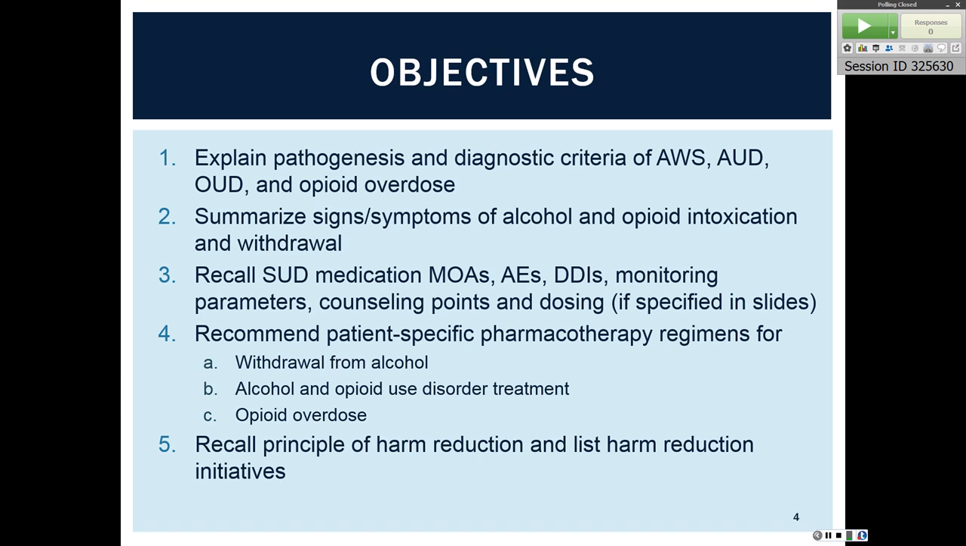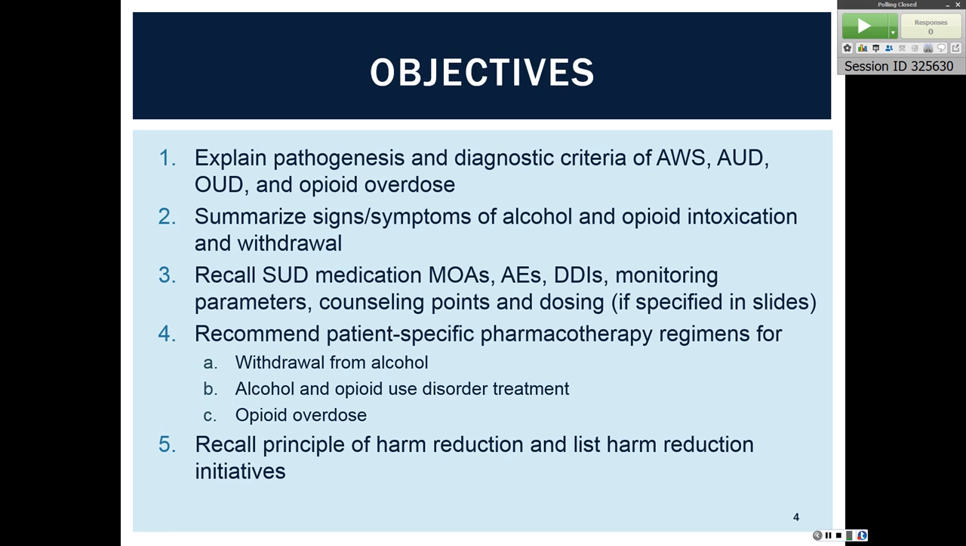So the pre-lecture material covered a little bit of a lot of the objectives, and then we'll get much more in depth today. After listening to the pre-lecture material and today, you'll be able to explain the pathogenesis and diagnostic criteria of alcohol withdrawal syndrome, abbreviated AWS, alcohol use disorder, or AUD, opioid use disorder, or OUD, and opioid overdose. You'll be able to summarize signs and symptoms of alcohol and opioid intoxication and withdrawal. You'll be able to recall substance use disorder medication mechanisms of action, adverse effects, drug-drug interactions, monitoring parameters, counseling points, and dosing, but only if it's specified. I tried to highlight when I don't care if you know doses versus if I do care.